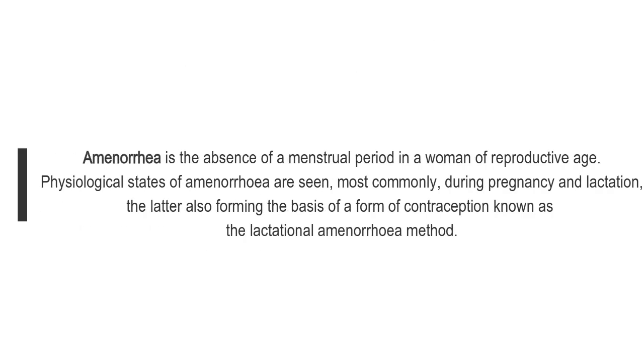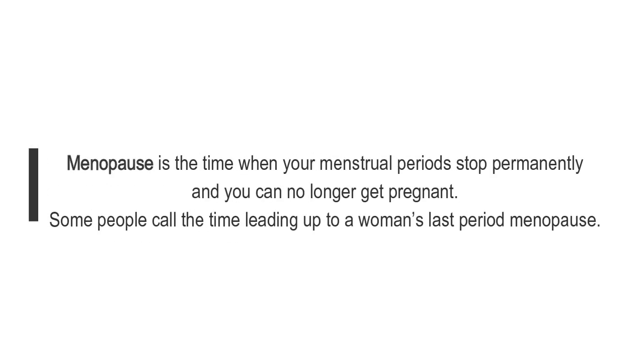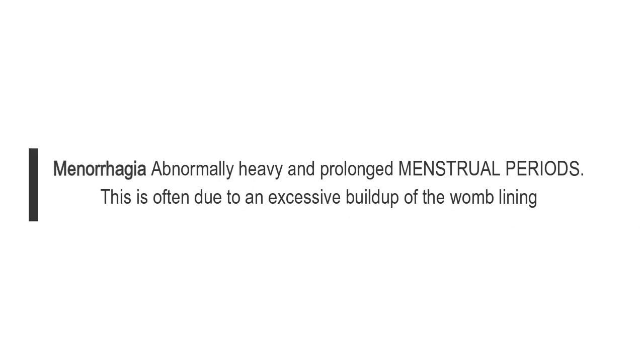The first sign of pregnancy is amenorrhea, or the cessation of menses. The first menses is called menarche. The final cessation of menses is called menopause, while excessive, sometimes painful menses is called menorrhagia.